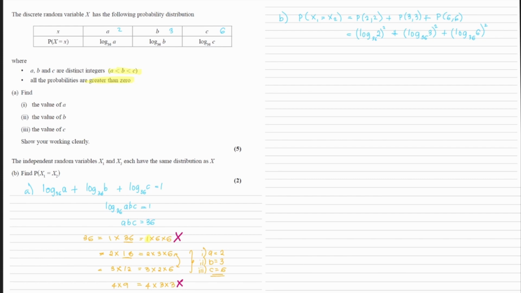If we put these into our calculators, we're going to get 0.034. For the second one, we get 0.094. And for the last one, we get 0.25. And if we add all those, we get a final answer of 0.381.